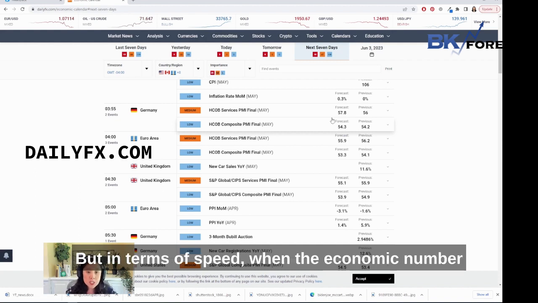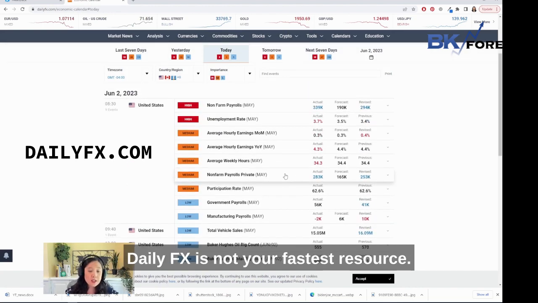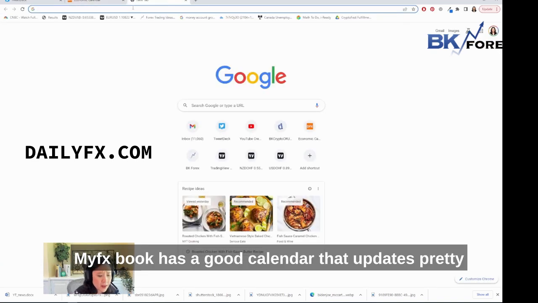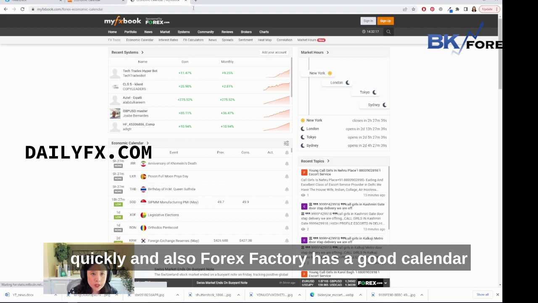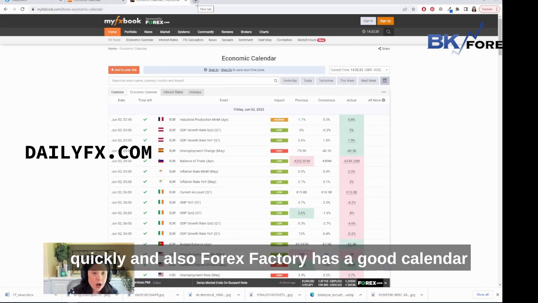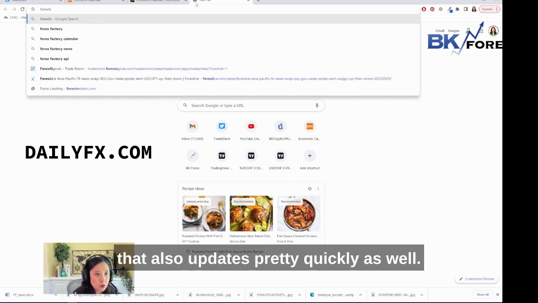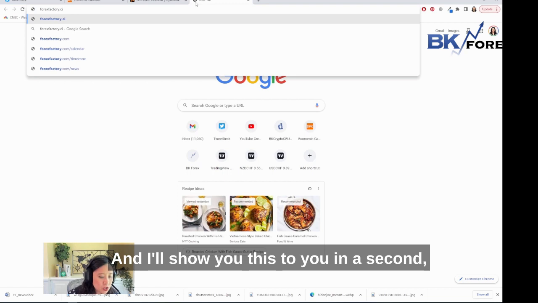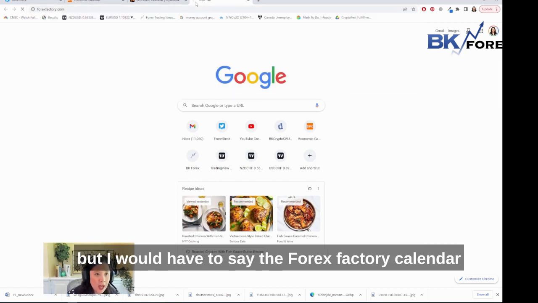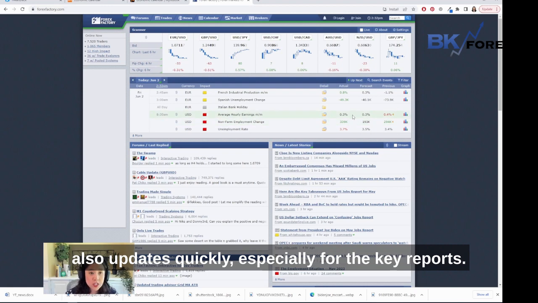But in terms of speed, when the economic number comes out, where do you get the fastest news? Daily FX is not your fastest resource. My FX Book has a good calendar that updates pretty quickly. And also, Forex Factory has a good calendar that also updates pretty quickly as well. And I'll show this to you in a second. But I would have to say, the Forex Factory calendar updates quickly, especially for the key reports.